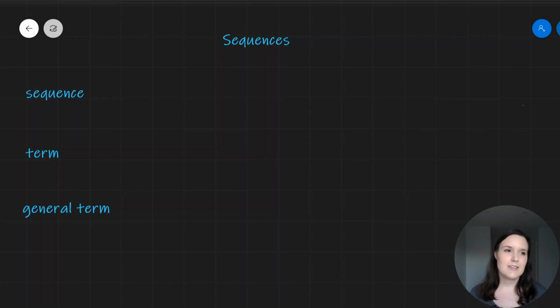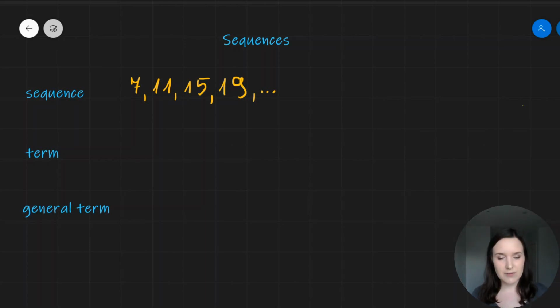A sequence is a set of numbers with a rule to it. So if there is a list of numbers which follow a rule, that's a sequence. Let's say 7, 11, 15, 19, and so on. It's a list of numbers. The rule is add 4, because 7 plus 4 is 11, 11 plus 4 is 15, 15 plus 4 is 19, and so on. So that's an example of a sequence.